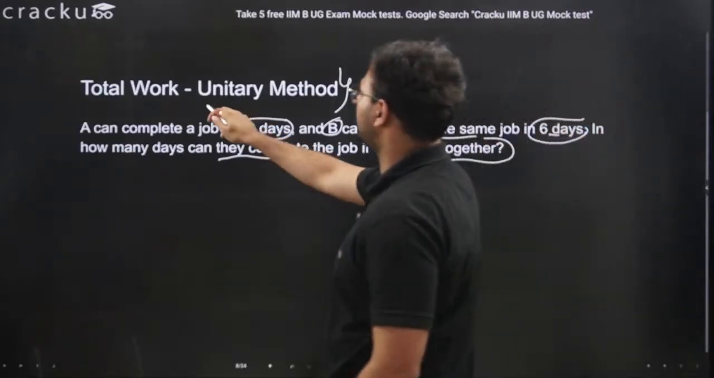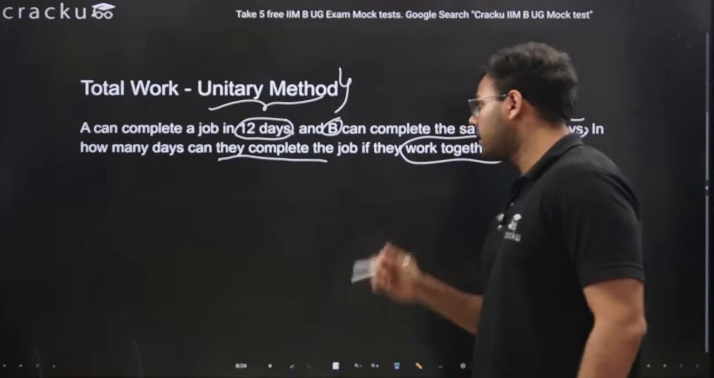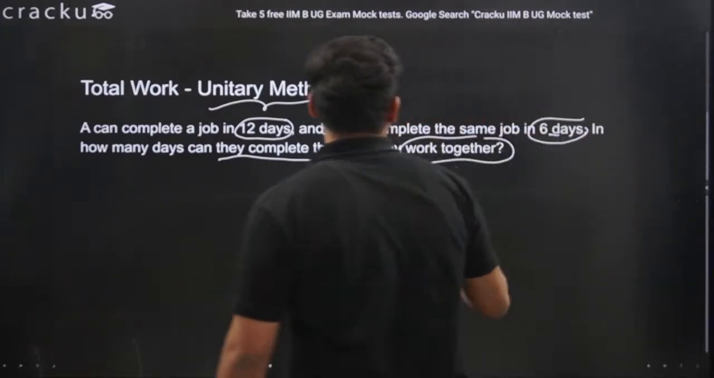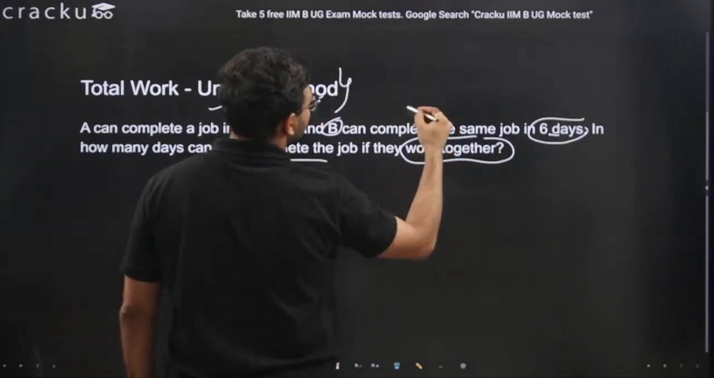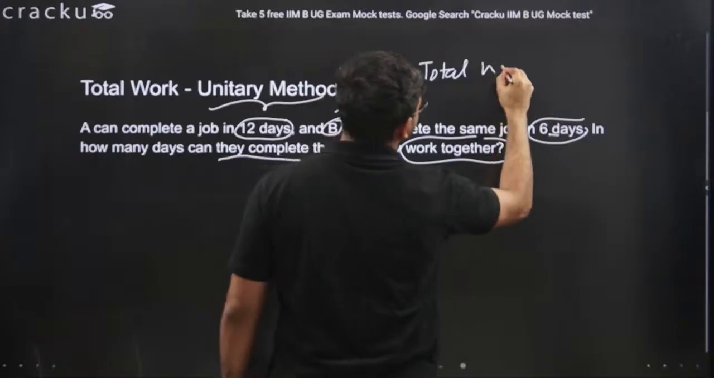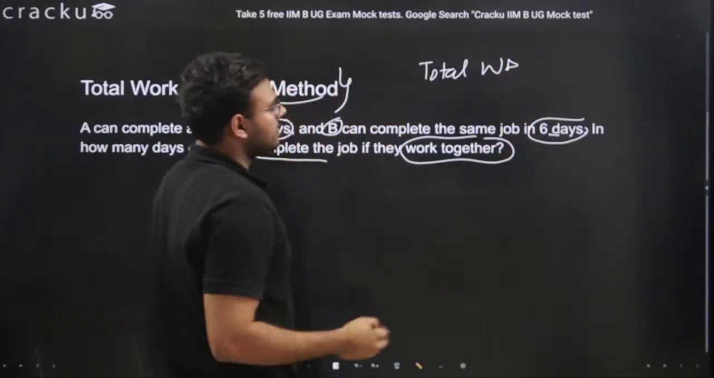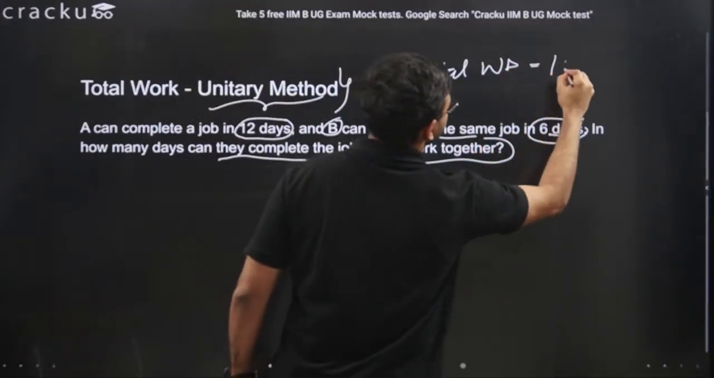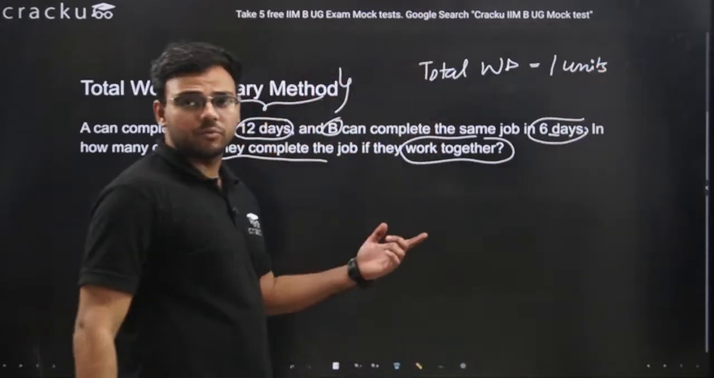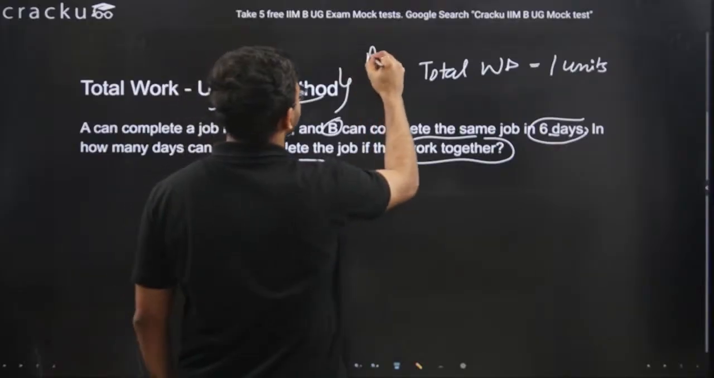So first we will discuss the unitary method. So what does the unitary method say? In the unitary method, what we do is we take total work done, WD, as equal to 1 unit. We'll assume this thing.